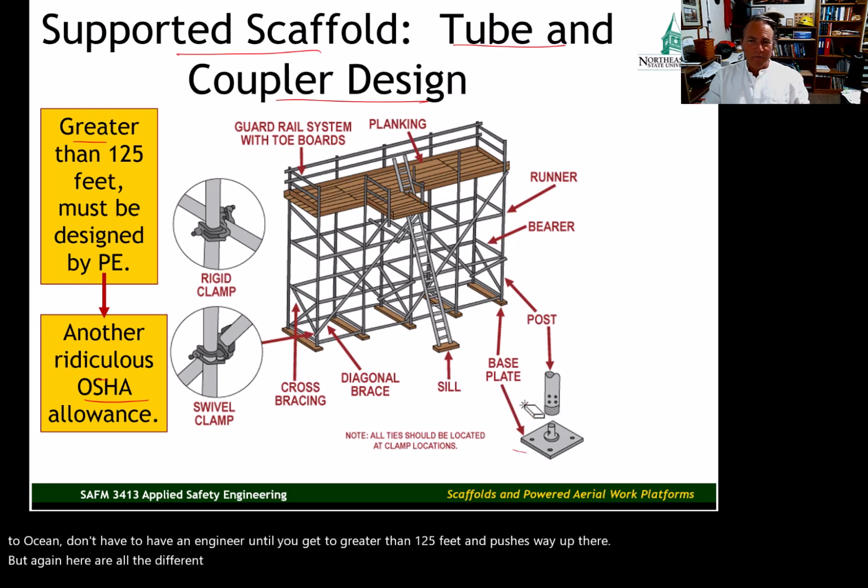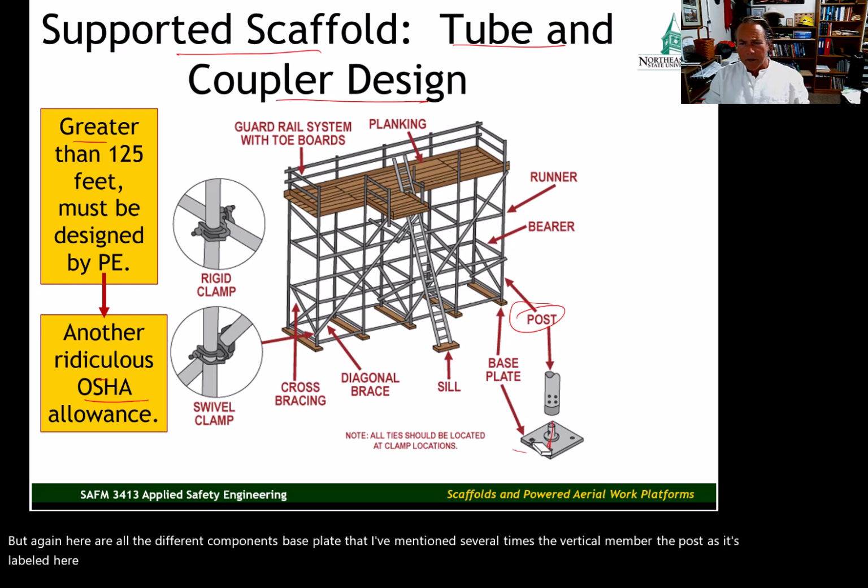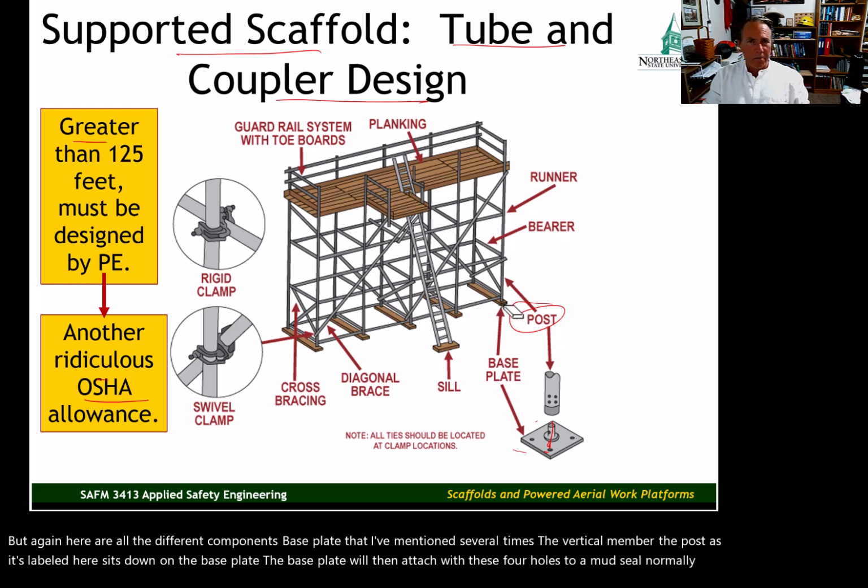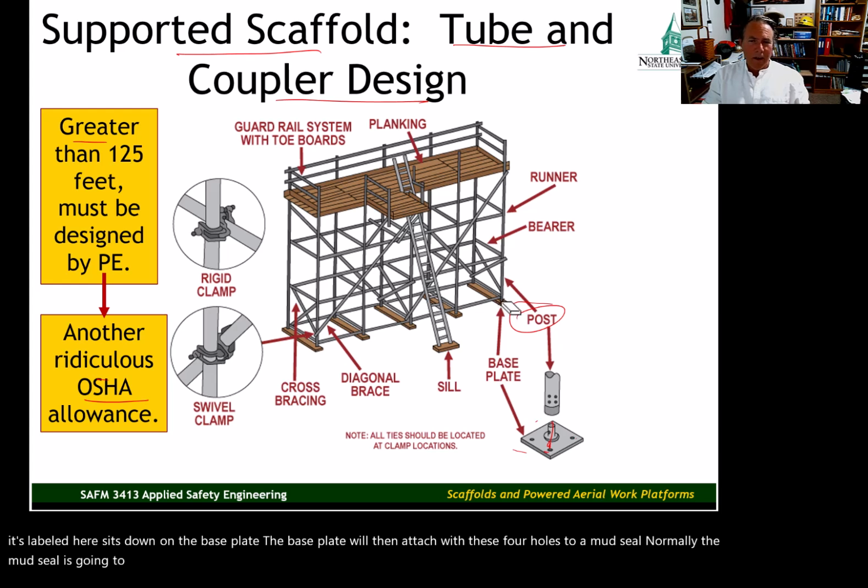But again, here are all the different components. Base plate that I've mentioned several times. The vertical member, the post as it's labeled here, sits down on the base plate. The base plate will then attach with these 4 holes to a mud sill. Normally the mud sill is going to be dimensional lumber. I actually prefer mud sills that are 4x4s that are wafered together between 3/4 inch plywood, and that makes a good solid mud sill.